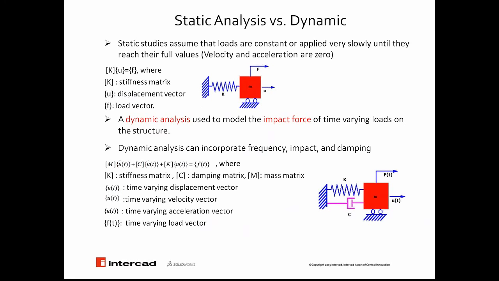Now first, we are going to have a definition of static analysis. In any static analysis, as you know, we assume the loads are constant and applied very slowly until they reach their full values. Therefore, we can assume that velocity and acceleration fields are nearly zero. If we consider a single degree of freedom system as mass and spring, by applying a force we get a displacement U depending on the mass and K of the system. Basically we are solving F equals KU, where K is stiffness, U is displacement, the unknown, and F is the load vector, which is known.